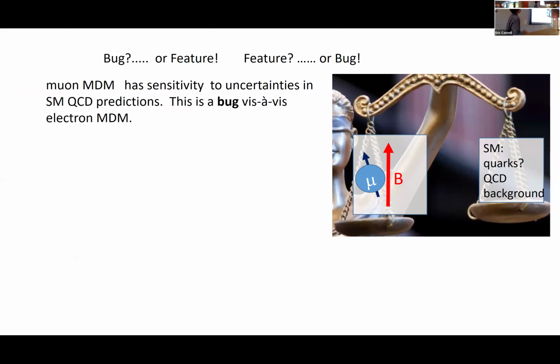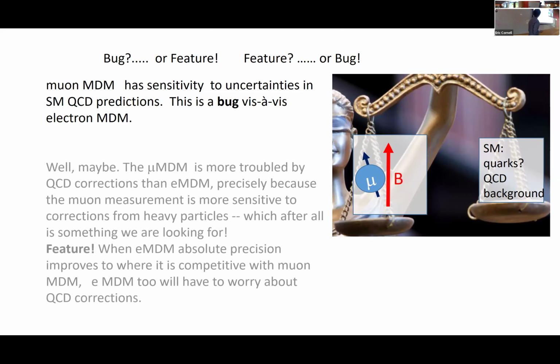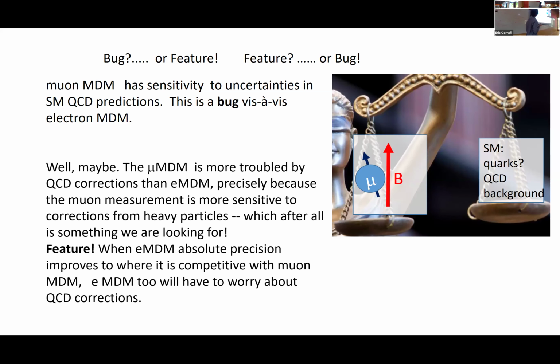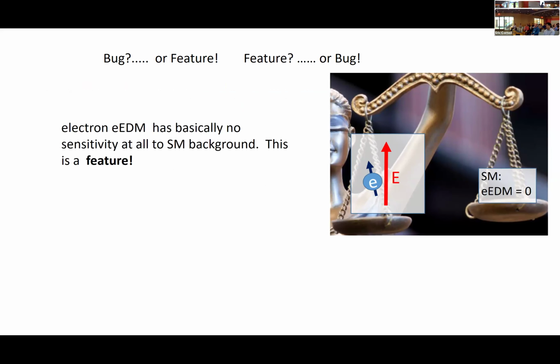Muon MDM has sensitivity to uncertainties in standard model QCD predictions. This is a bug vis-a-vis electron MDM. No, it's not. The reason why the muon MDM is more troubled by QCD corrections is because the muon G minus 2 is more sensitive than the electron G minus 2. If the electron G minus 2 experiment gets to be 10 times more sensitive, and I'm sure it will be, then it will be pretty much equally sensitive to QCD. So it's the electron people only don't have to worry about it because they haven't gotten there yet. When they get there, they'll have to worry about it.